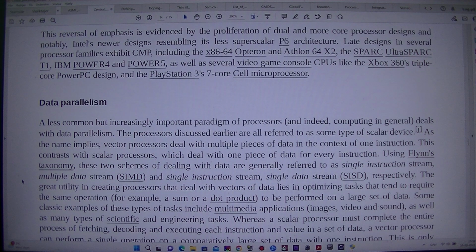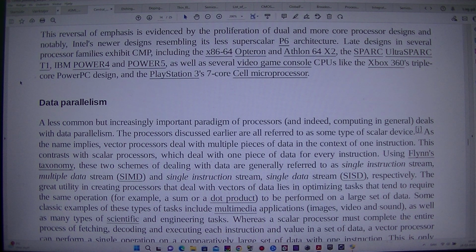This reversal of emphasis is evidenced by the proliferation of dual and more core processor designs, and notably, Intel's newer designs resembling its less superscalar P6 architecture. Late designs in several processor families exhibit CMP, including the x86-64 Opteron and Athlon 64 X2, the SPARC UltraSPARC T1, IBM POWER4 and POWER5, as well as several video game console CPUs like the Xbox 360's triple-core PowerPC design, and the PlayStation 3's 7-core Cell microprocessor.